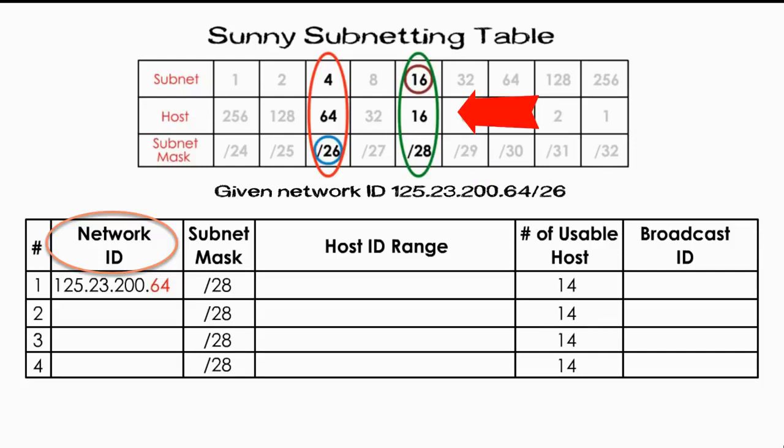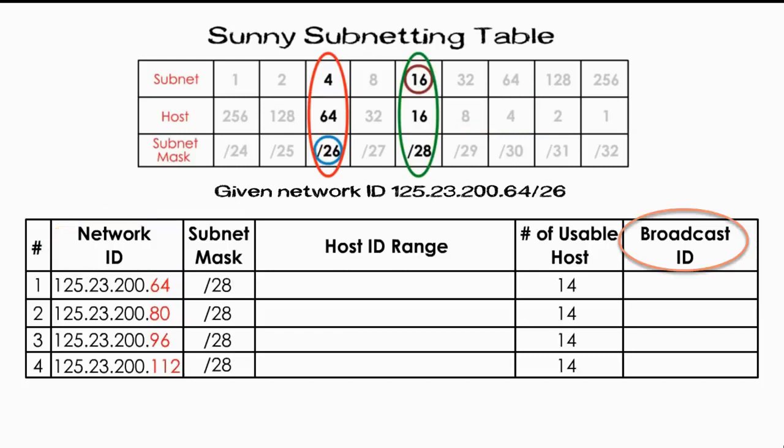And we will use the number 16 again from the Sunny table to get next new network ID. We get next network ID by simply adding 16 to its previous one. Thus, the second network ID is 80. The third one is 96. The fourth one is 112. Here I only focus on the last octet or last number because the first 3 numbers stay the same. We are done with the network ID.